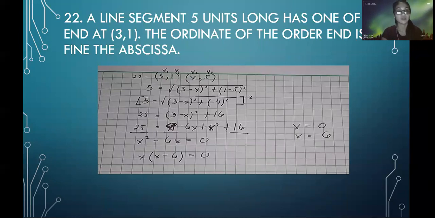Number 22. So a line segment 5 units long has one of its ends at point 3, 1. The ordinate of the other end is 5. So find the abscissa.